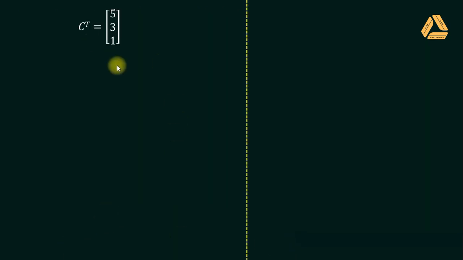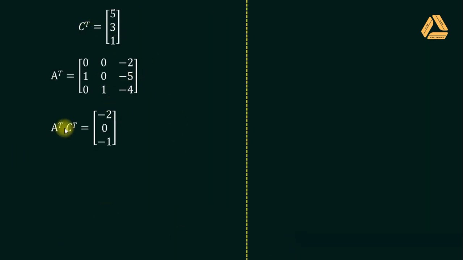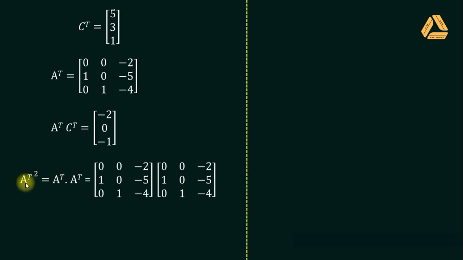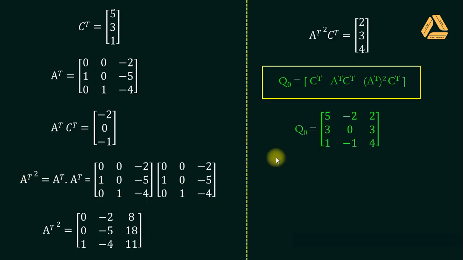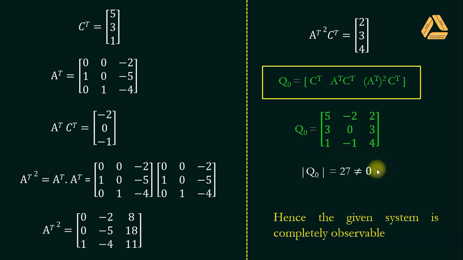From this I will form C transpose, A transpose into C transpose, and A transpose whole square into C transpose, because n is equal to 3. And the order of the matrix is 3, which is the same as the system matrix A. Qo is nothing but 5, minus 2, 2, 3, 0, 3, 1, minus 1, 4. Finding the determinant, it is found to be 27 and it is not equal to 0. Hence, you can say that the given system is completely observable.